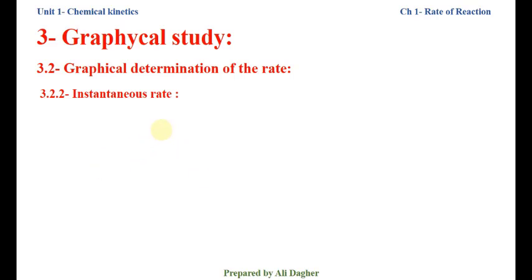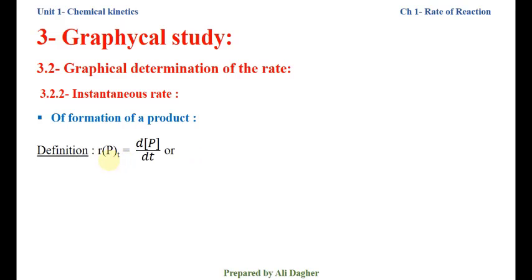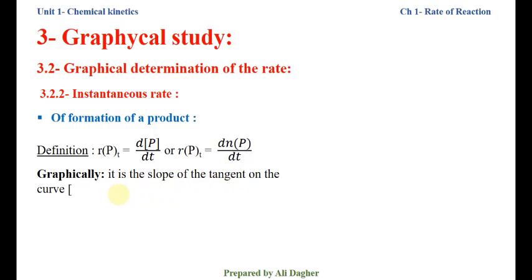Now, instantaneous rate, first of formation of a product. Definition: rate of product at instant t equals d concentration of product over dt, or dn over dt. Graphically, it is the slope of the tangent on the curve concentration of product = f(t), or number of moles of product = f(t), at the point of abscissa t.